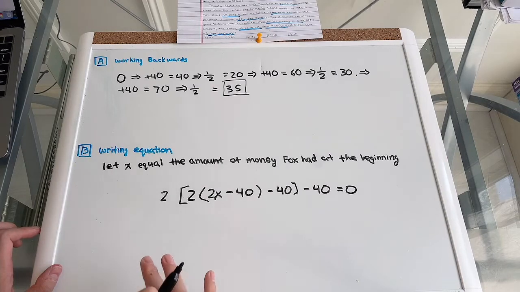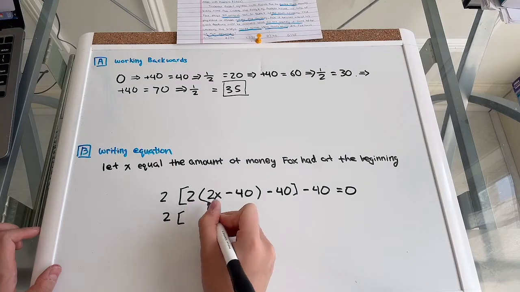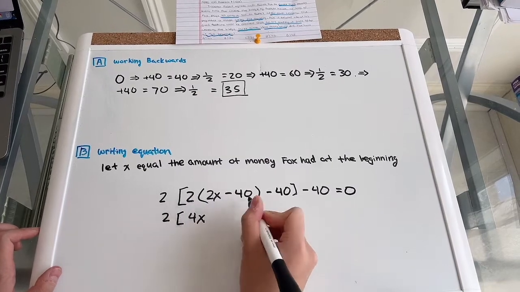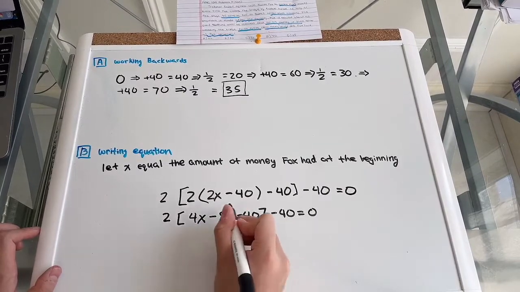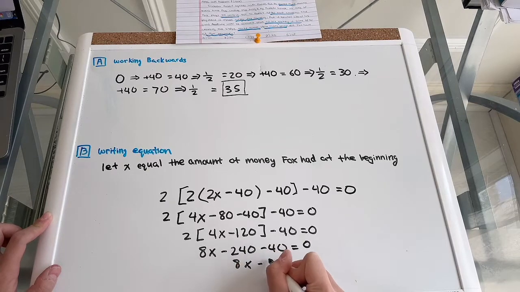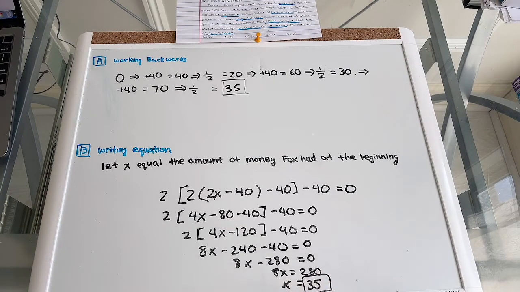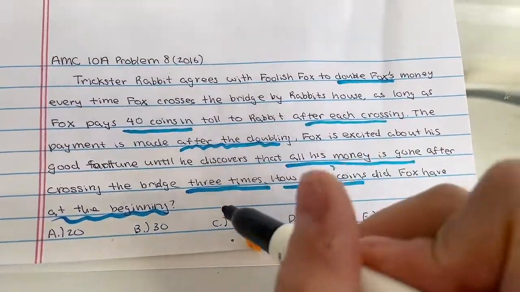And then we can solve this by distributing and simplifying. So remember to work the inside parentheses first. 2 times 2x is 4x. 2 times negative 40 is negative 80, minus 40. And then simplify this. So 8x minus 280 equals 0. x would equal 35. And from both of these, we can tell that our answer is 35. So whether you use the first method or the second method, you should get the answer 35. And so the answer would be C, 35.